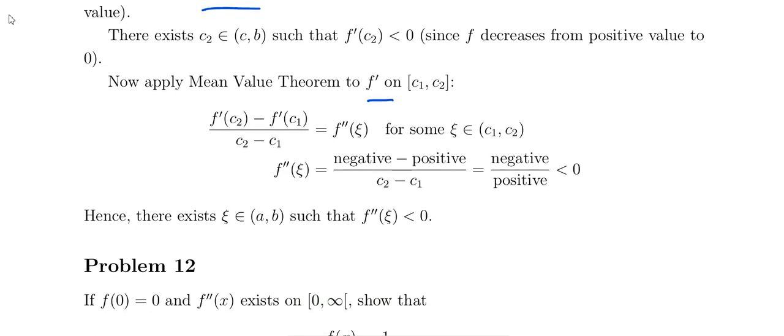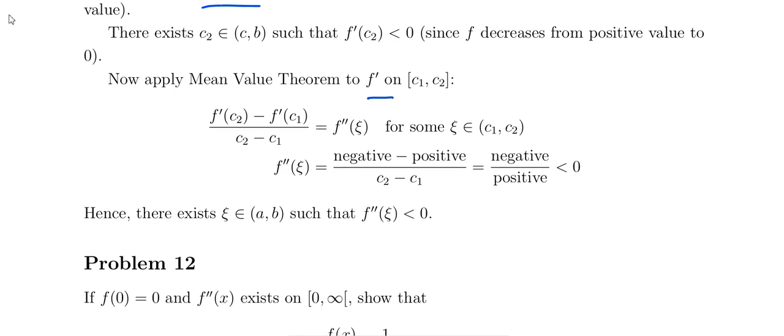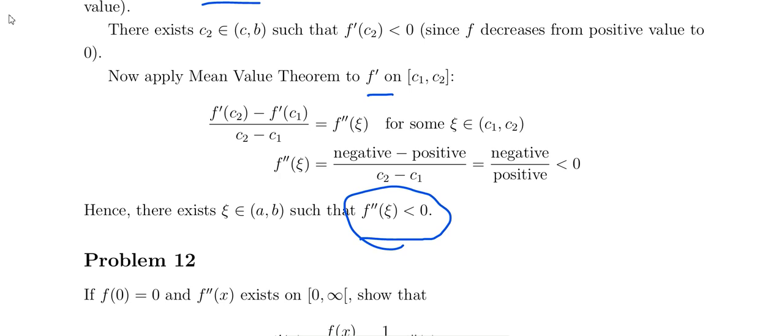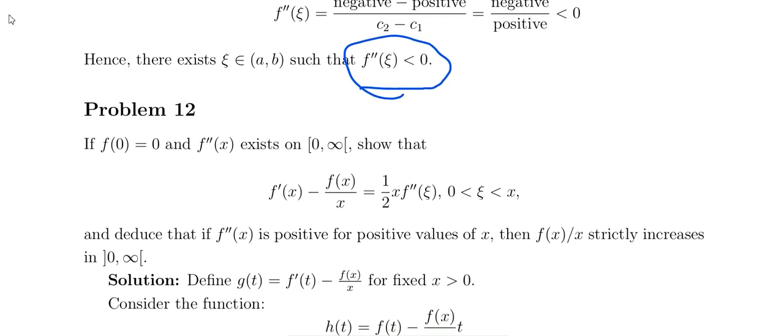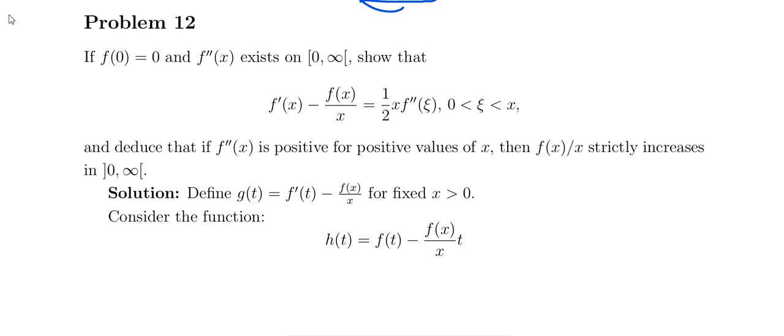So f double dash of zetaன்றது negative minus positive divided by c2 minus c1, that is equal to negative by positive, that is less than 0. So second derivative ன்றது less than 0. அதே மாதிரி பார்த்தீங்கன்னா f of 0 equal to 0, second derivative exist ஆகுது in 0, infinity.